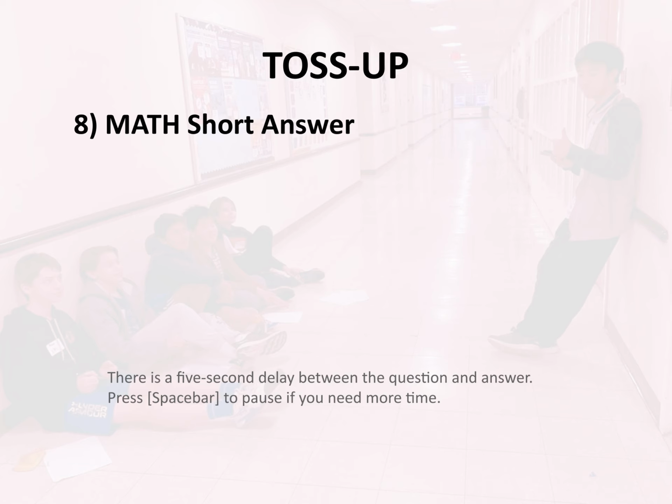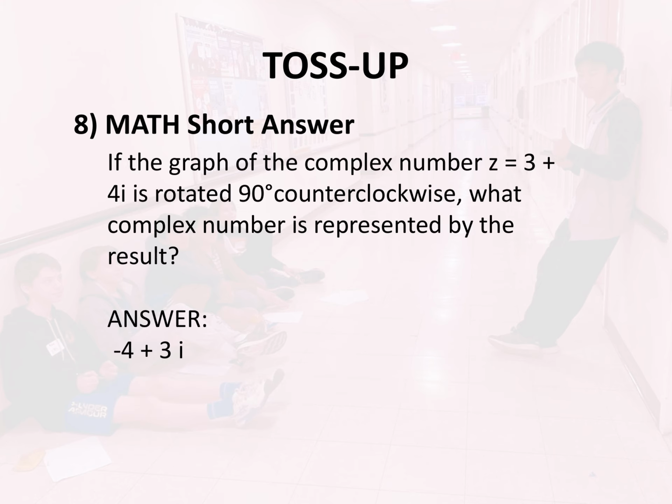Toss-up 8. Math. Short answer. If the graph of the complex number z equals 3 plus 4i is rotated 90° counterclockwise, what complex number is represented by the result? Answer, -4 plus 3i.